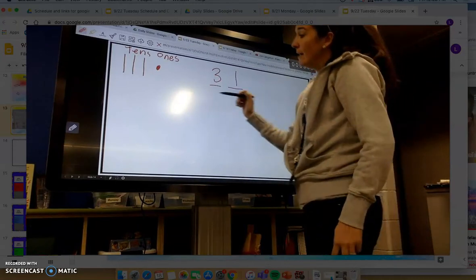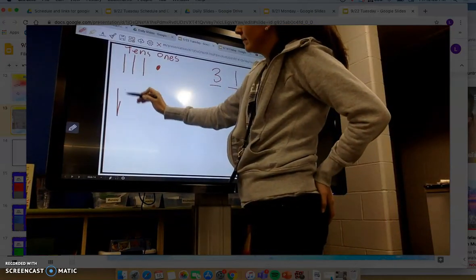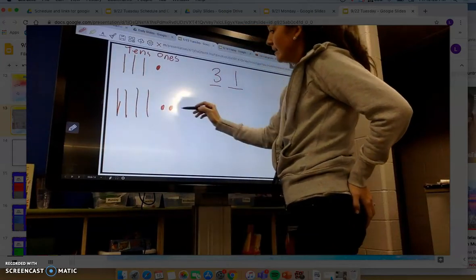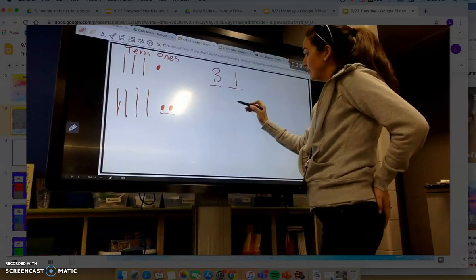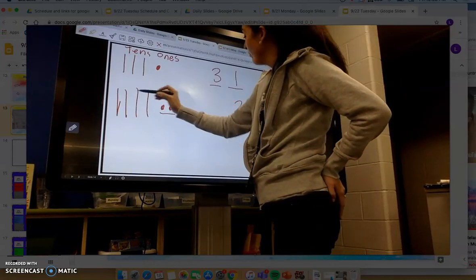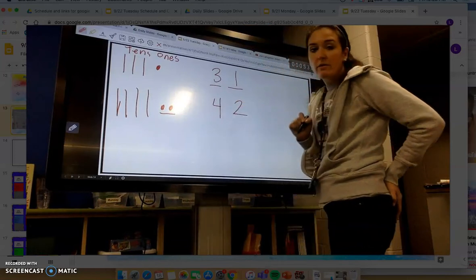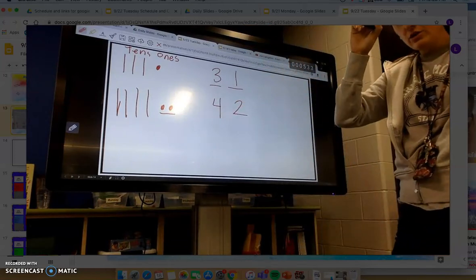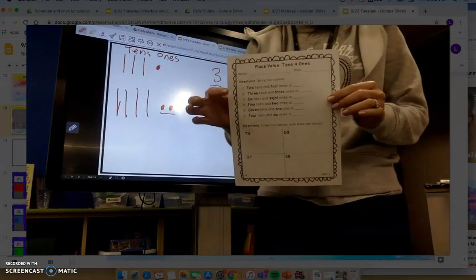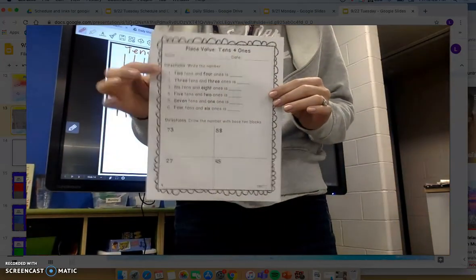All right, and then we'll do one more picture. How many ones do we have? We have 2. And how many tens? 10, 20, 30, 40, 4. We have 4 there. So that number represents 42. And that will be how you record on this sheet, okay?